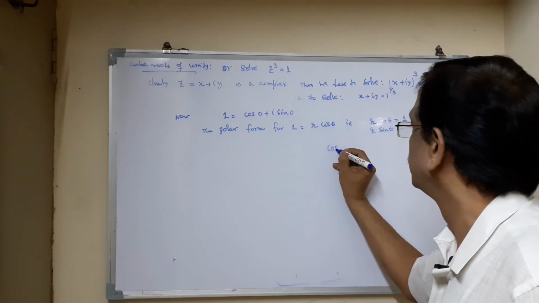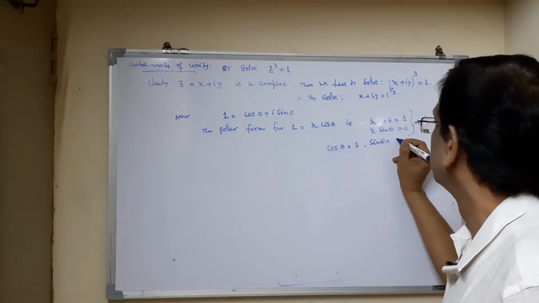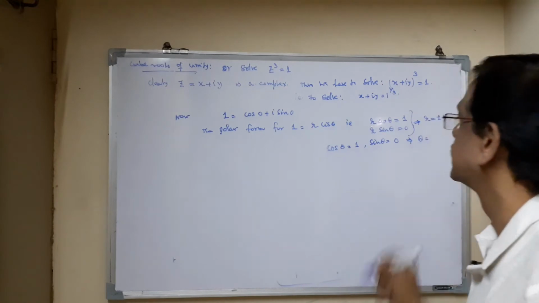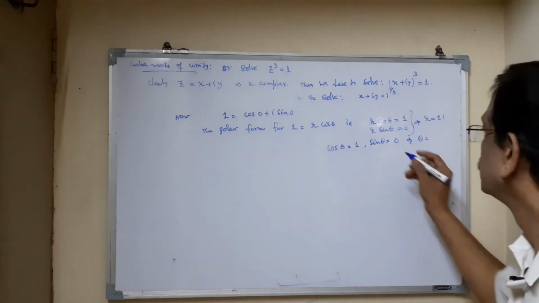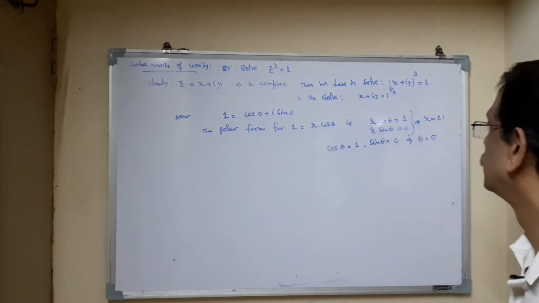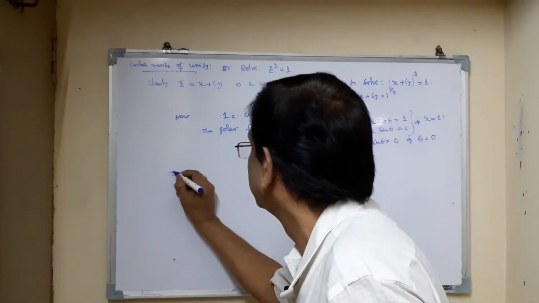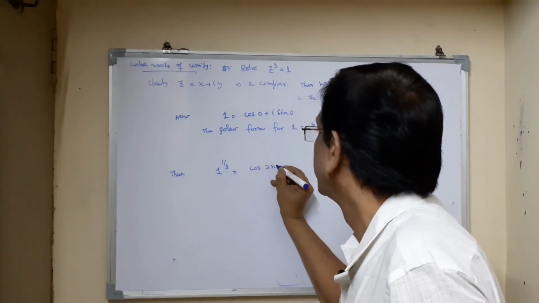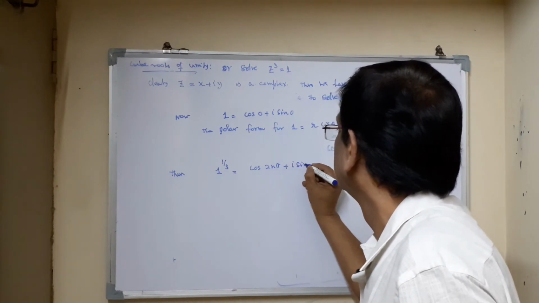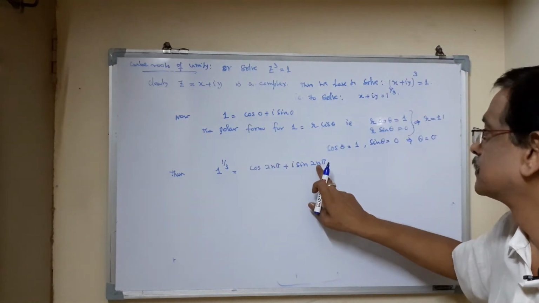So cos theta will be 1 by 1, and sin theta will be 0 by 1, 0. Both the equations should be satisfied. So cos theta equal to 1 and sin theta equal to 0 agree at theta equal to 0. Thus, you can see 1 power 1 by 3 as cos 2n pi plus i sin 2n pi, because if n equal to 0, cos 0 is 1, sin 0 is 0.